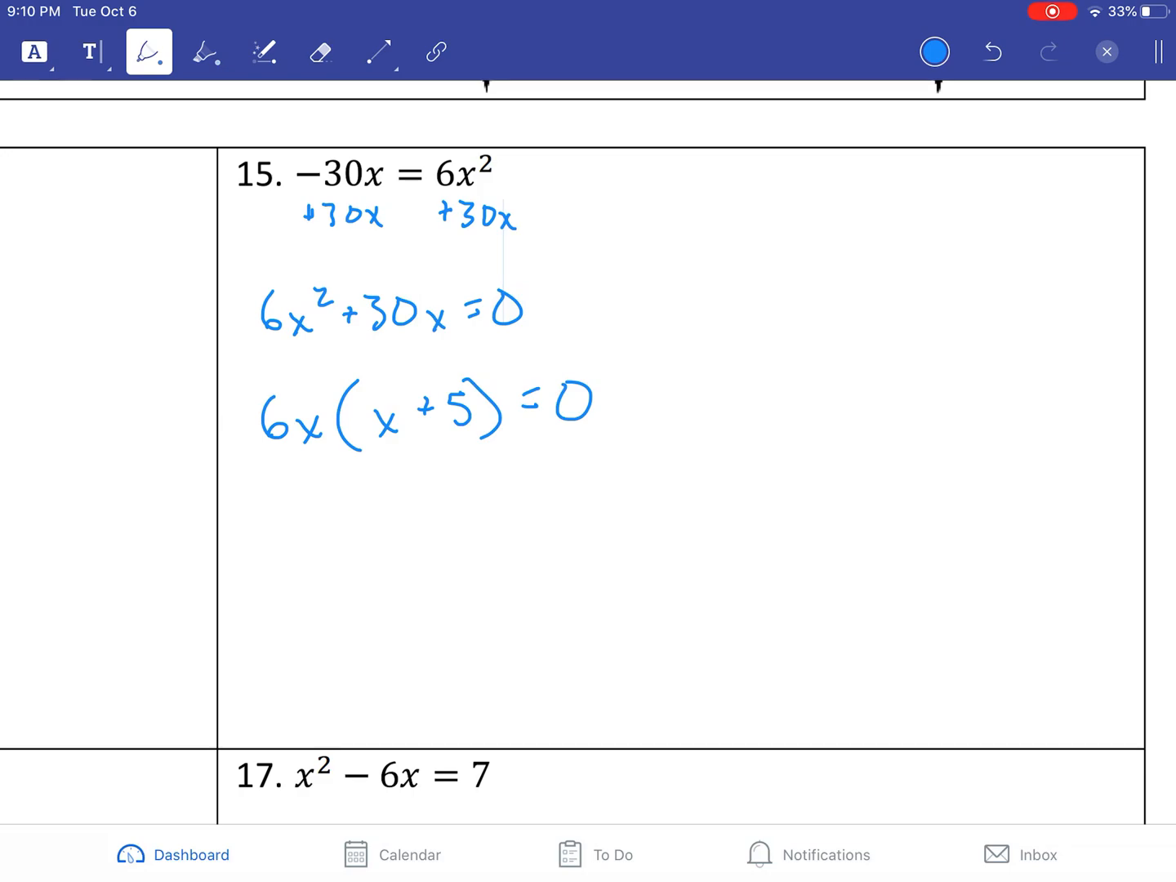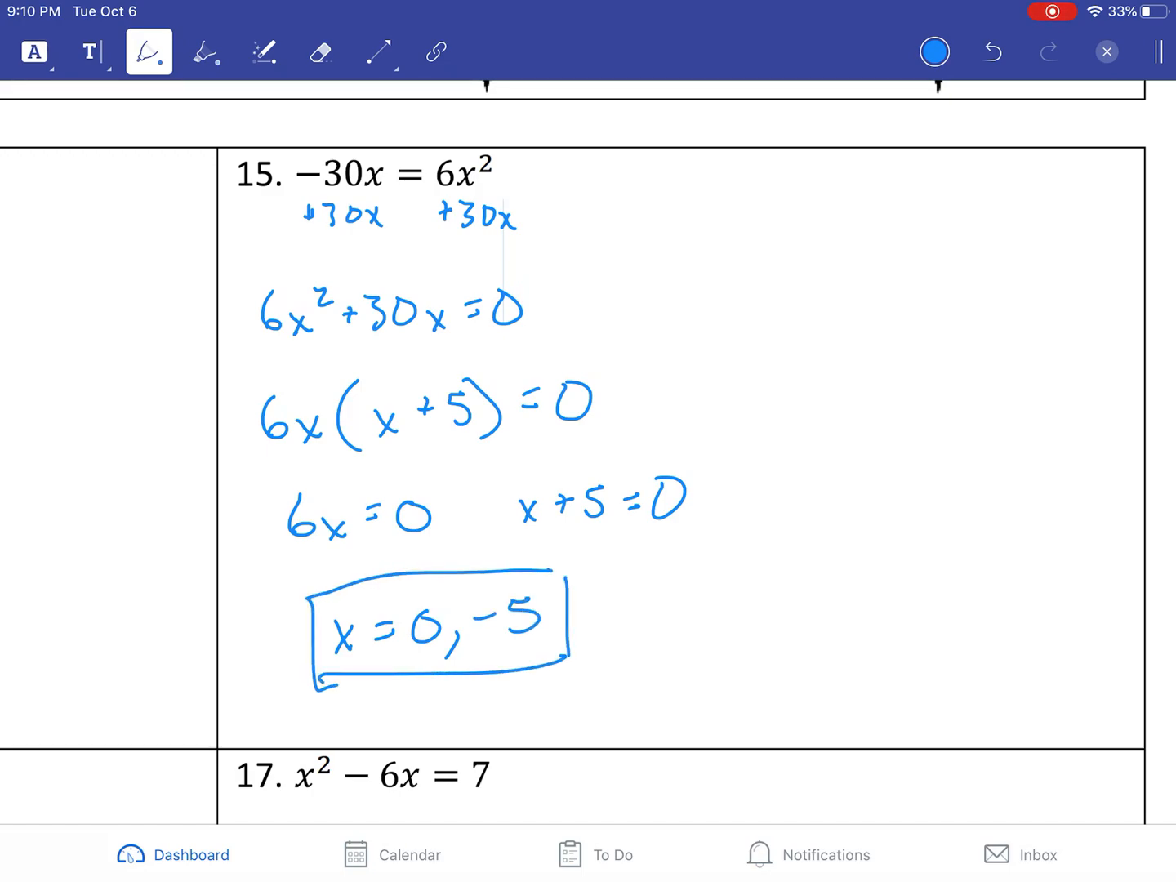You can take the factors that you have here, the 6x and the x plus 5, set them both equal to 0, and then solve them for x. For the first one, you're going to divide by 6. 0 divided by 6 is 0. The second one, you're going to subtract 5, so you get negative 5. And those are your 2 answers.